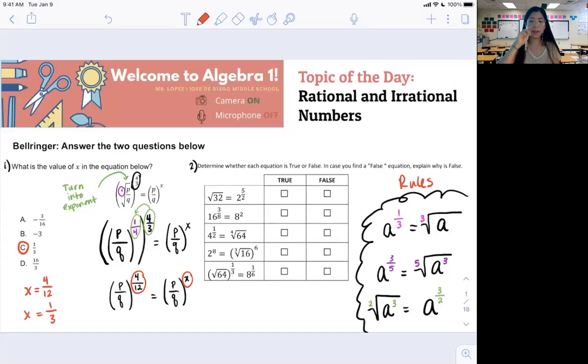How are we feeling about number 1? I know it's more complicated, so any questions on how I got any of those numbers?